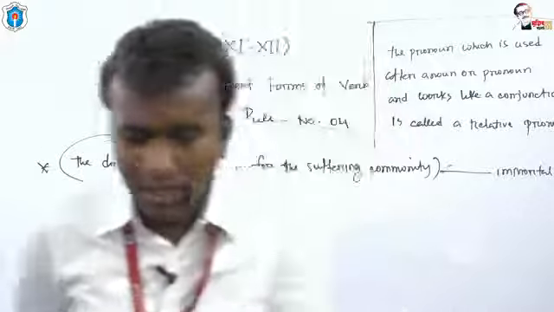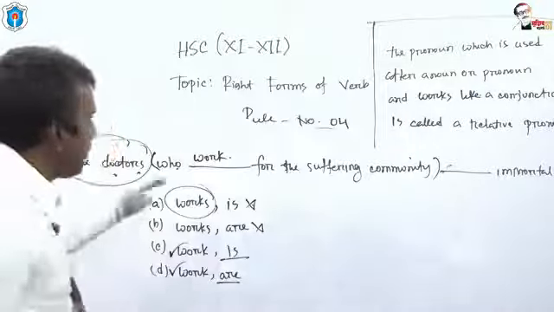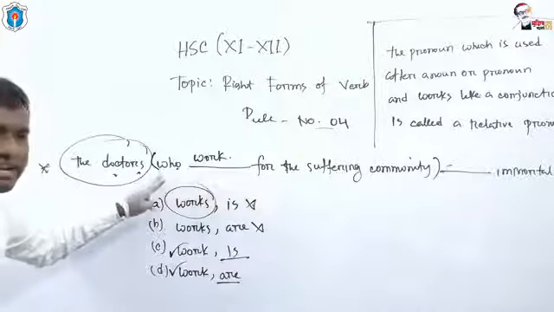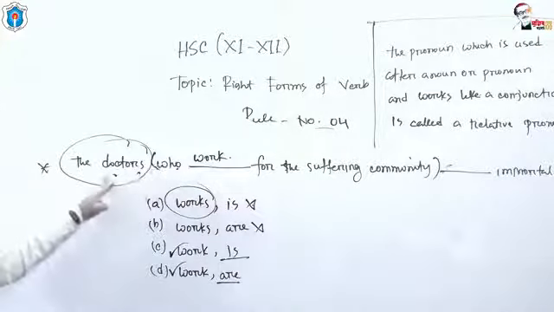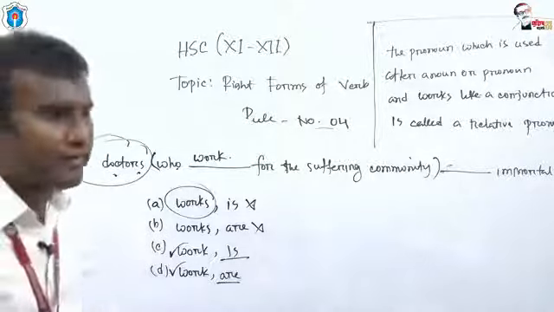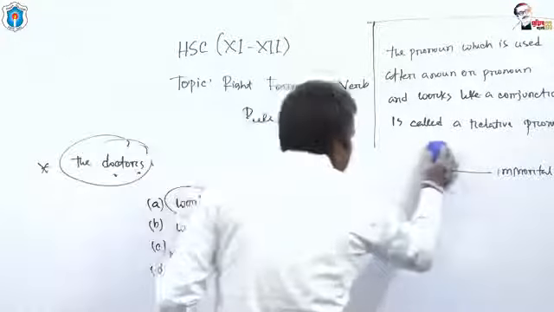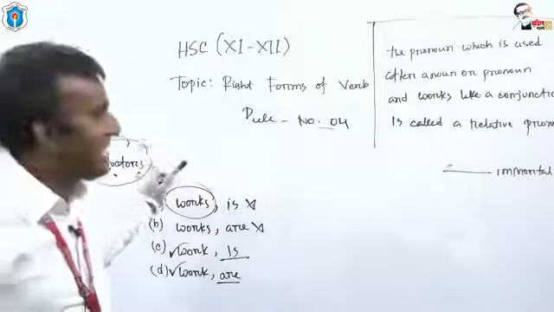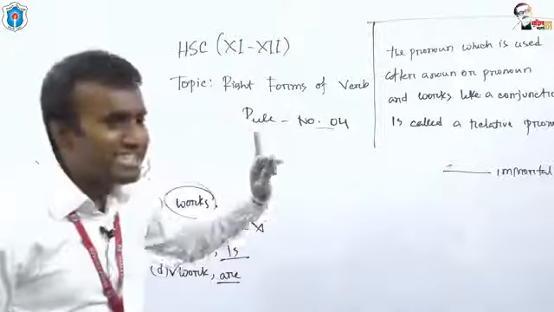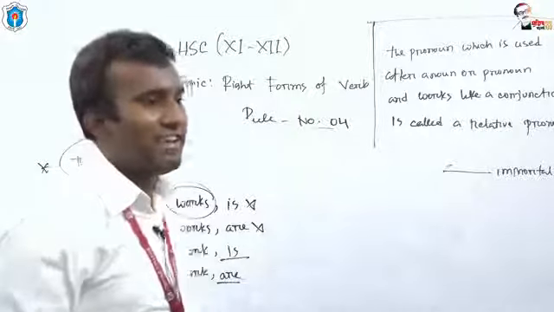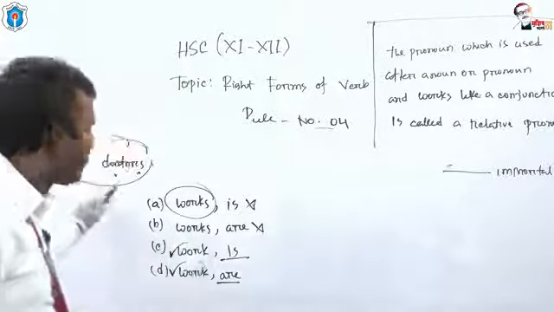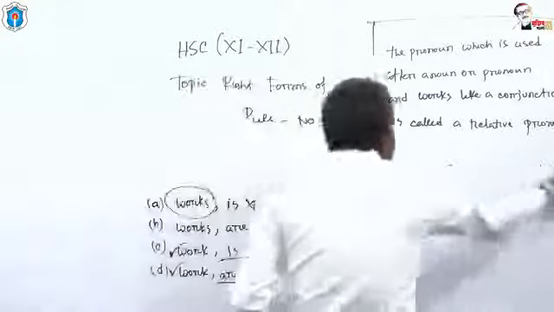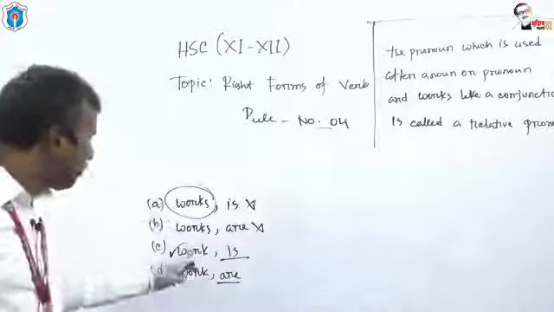That's why I can say here the verb will agree according to the antecedent. And what is the antecedent here? The antecedent is the doctors. The doctors is the subject and then the verb. The doctors is immortal or are immortal? So it should be work and are.